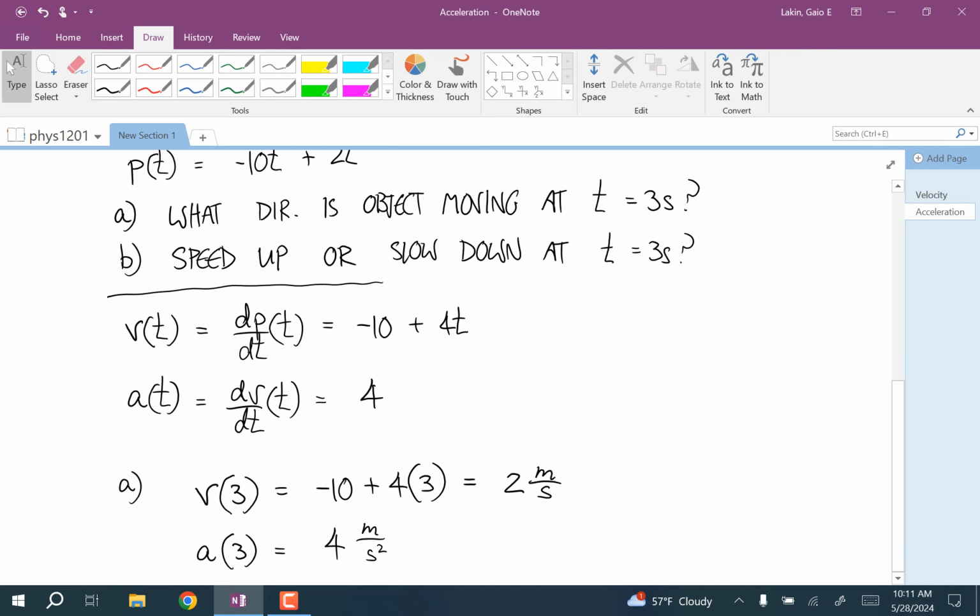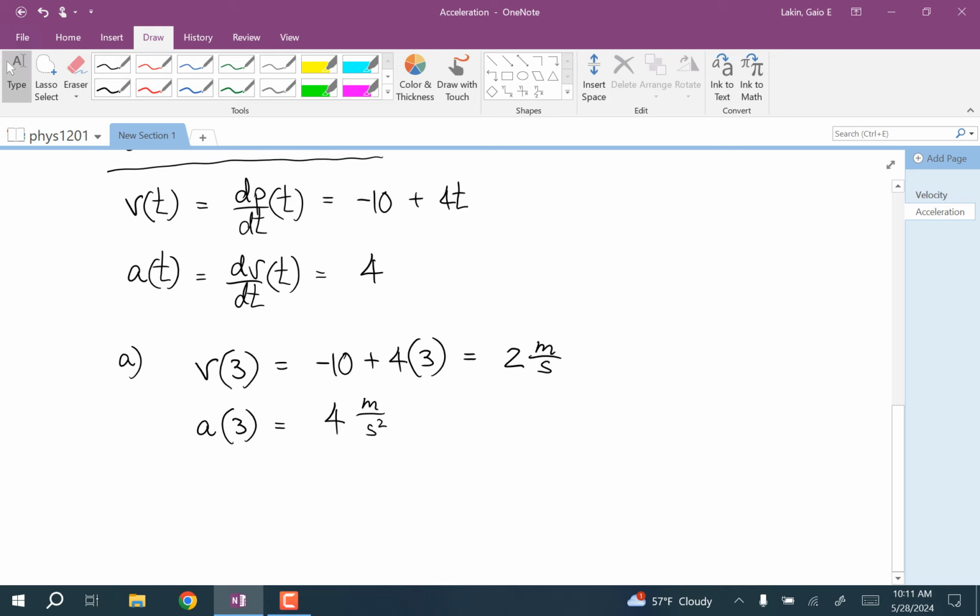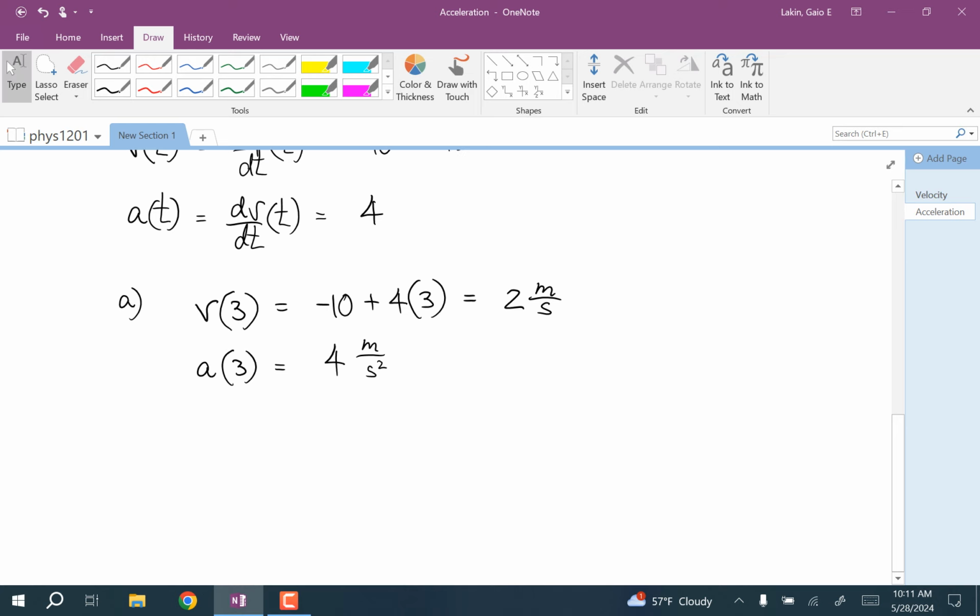And so what direction is the object moving at time 3 seconds? You can look at the velocity and look at the sign, and that tells you the direction that it's moving. So since the velocity is positive at 3 seconds, it's moving in the positive direction.